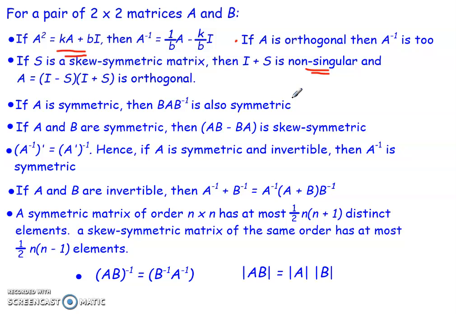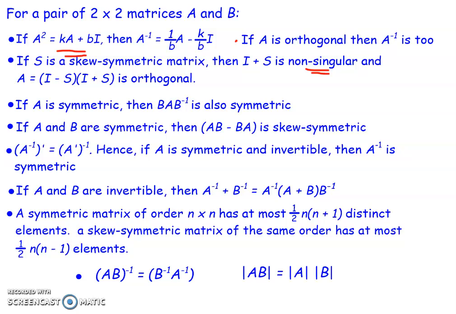We also know that we have the property that if we do the inverse and then we calculate the transpose of that matrix, that's the equivalent then of taking the transpose of the original matrix and calculating the inverse of that. Therefore, if A is symmetric and invertible, then the inverse is symmetric as well.